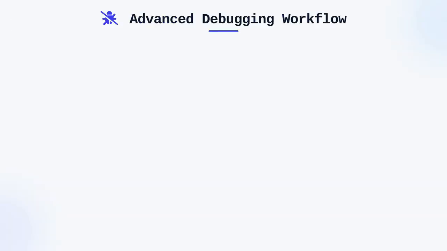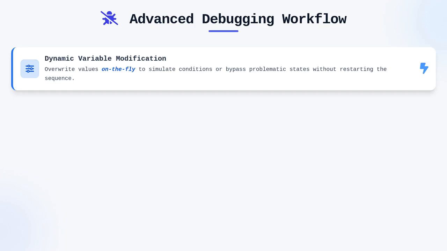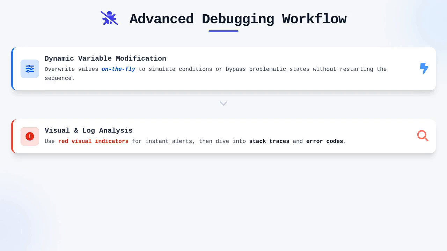Beyond inspection, the power to modify variable values on the fly during a paused state is a technique that significantly accelerates the diagnostic process. You can manually override a variable's value to simulate a specific condition or to bypass a known problematic state, allowing you to continue testing the subsequent paths of your flow without having to restart the entire sequence.